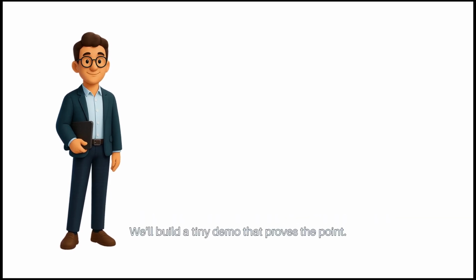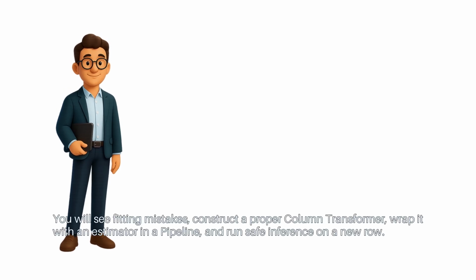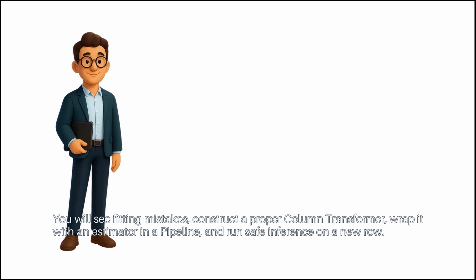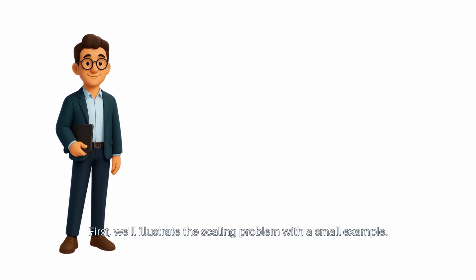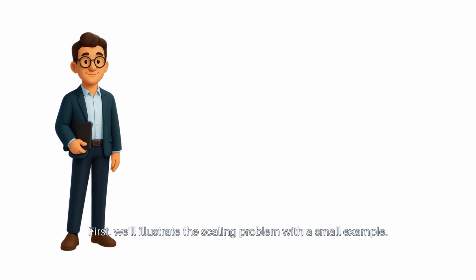We'll build a tiny demo that proves the point. You will see fitting mistakes, construct a proper ColumnTransformer, wrap it with an estimator in a pipeline, and run safe inference on a new row. First, we'll illustrate the scaling problem with a small example.